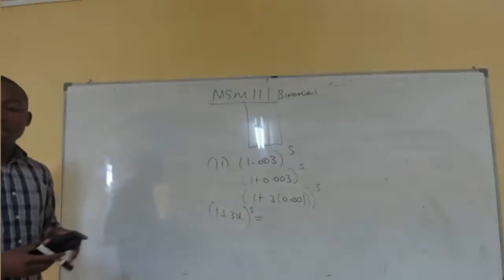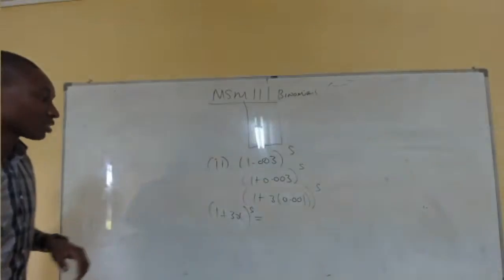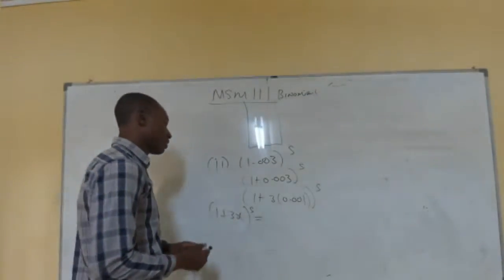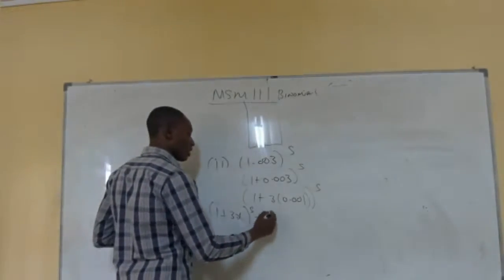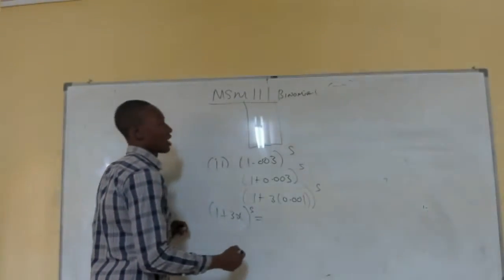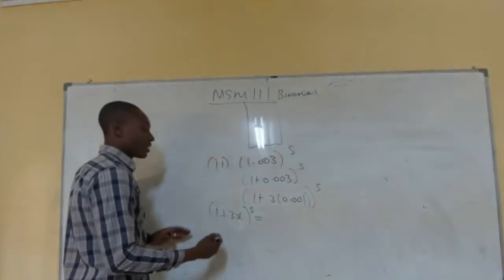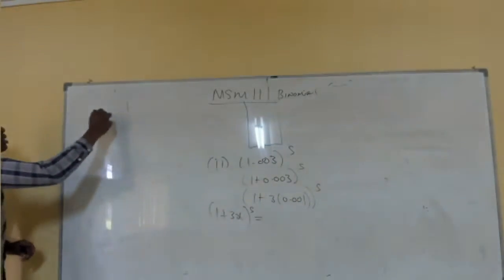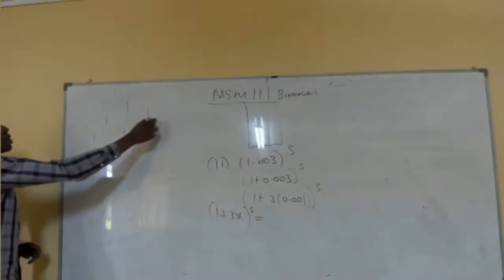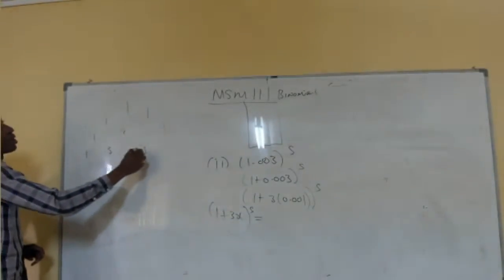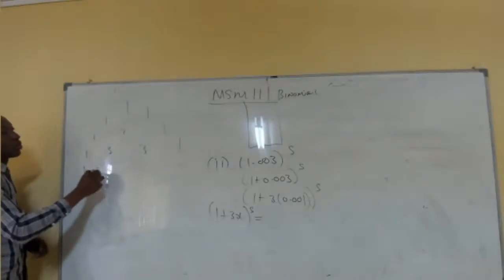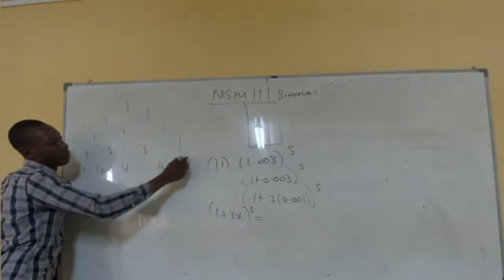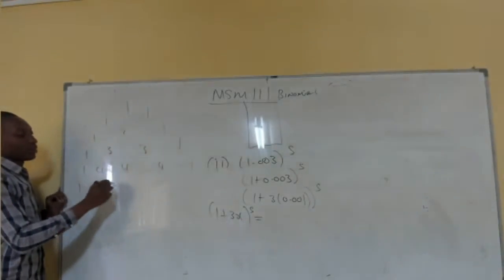Now, we've been told that we need to leave this to 5 significant figures. So when expanding (1 plus 3x) to the power 5, the first term is going to be 1. I can use Pascal's triangle in this case, and I just need the first 4 terms. So by Pascal's triangle, we have 1; 1, 1; 1, 2, 1; 1, 3, 3, 1; 1, 4, 6, 4, 1; 1, 5, 10, 10, 5, 1.